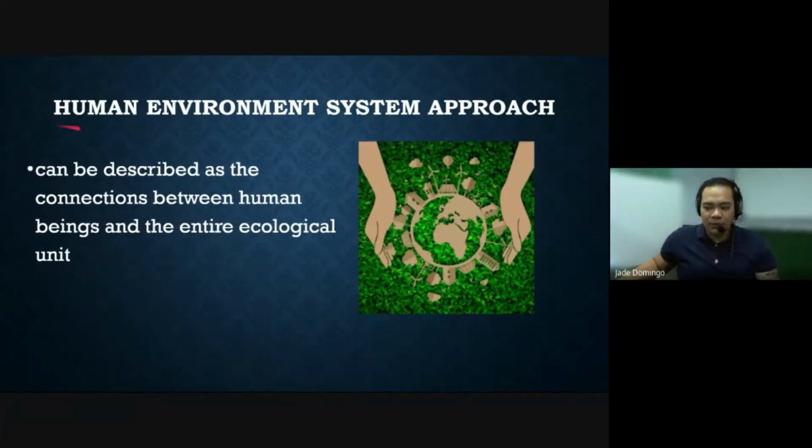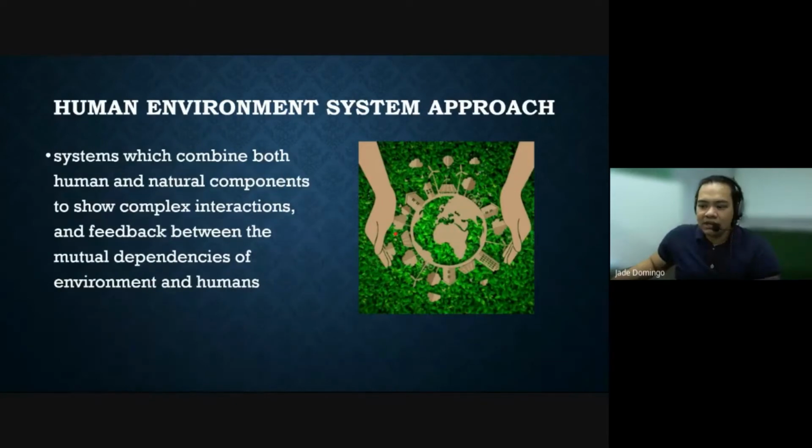Another thing about the human environment system approach is that it can be described as the connections between human beings and the entire ecological unit. Here in the picture we have again human hands and then the earth, a representation of the ecological unit. So how do we as human beings interact with or influence the environment or the ecosystem around us? These are systems which combine both human and natural components to show complex interactions and feedback between the mutual dependencies of environment and humans. I'd like to highlight this phrase, mutual dependencies.